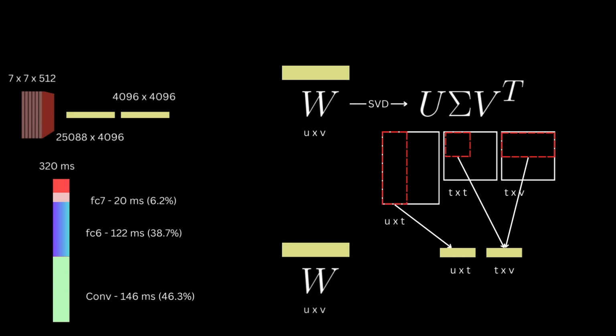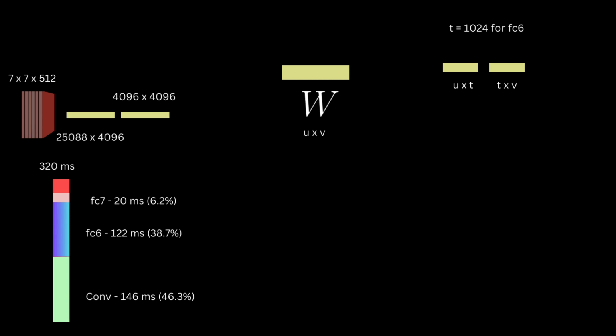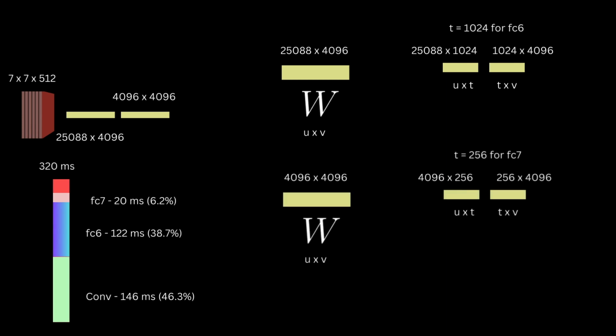The authors use t equals 1024 for the FC6 layer, which means that because of this factorization, rather than using one weight matrix of 25088 cross 4096, we are instead using a 25088 cross 1024 matrix and another matrix which is 1024 cross 4096. Which means we'll reduce the number of operations and time. Basically from u times v, we are now at tu plus tv. And if t is much smaller than u and v both, then this tu plus tv is of significantly lower value than uv. The same is also done for FC7, but with t being 256.